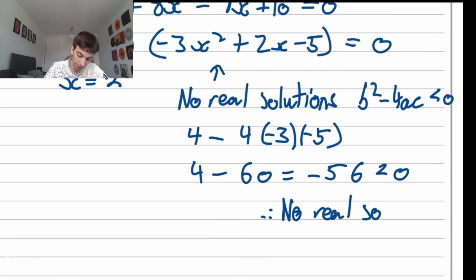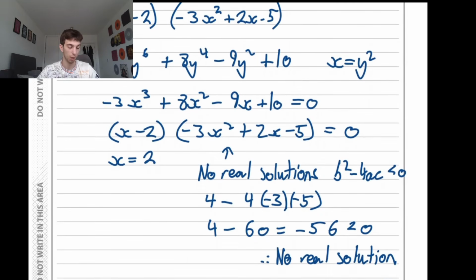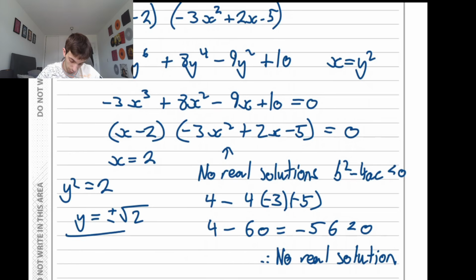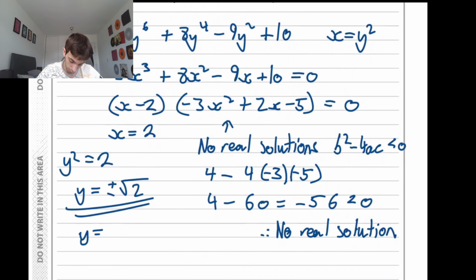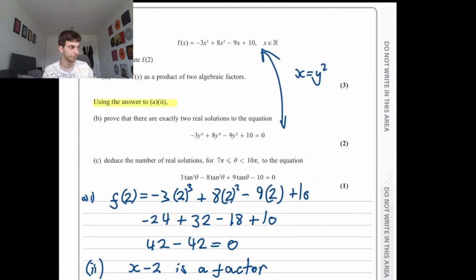So we can ignore this factor of minus 3x squared plus 2x minus 5. So we're just going to focus on that x equals 2. But remember, we use the substitution that x equals y squared, so we have y squared equals 2. Therefore, y will be equal to plus minus root 2. And those will be the two solutions. We have y equals root 2, or y equals minus root 2. And that is your answer to part B.